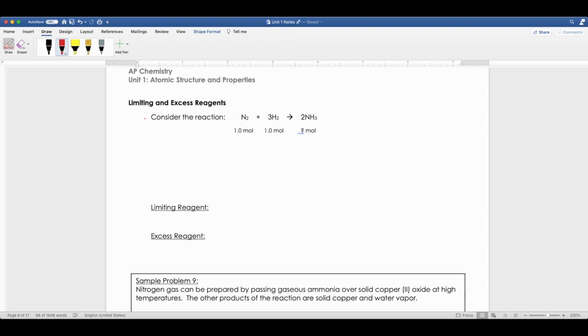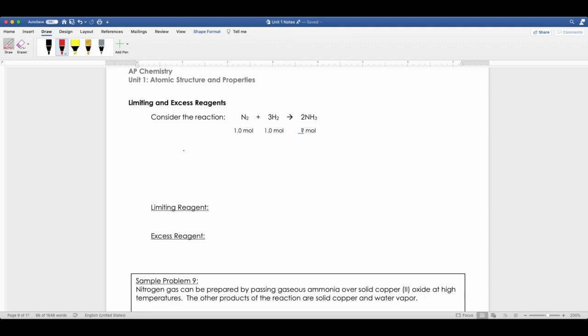So here's a great example, right? A problem might tell you you have 1 mole of nitrogen and you have 1 mole of hydrogen. How many moles of ammonia can you make, right? Or it might say, given you have 1 mole of nitrogen and 1 mole of hydrogen, how many liters of ammonia at STP will be produced, right? So it's not saying it's a limiting and excess reagent problem, but you have to recognize that it is one.